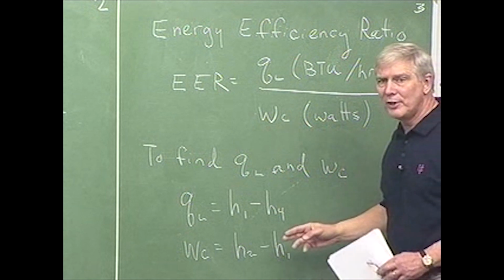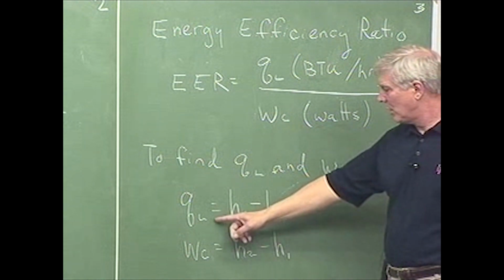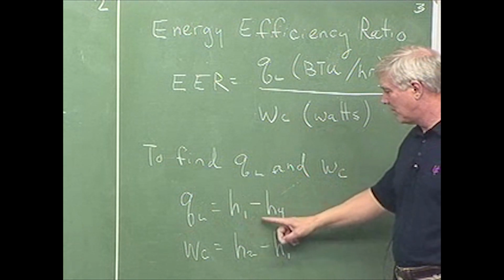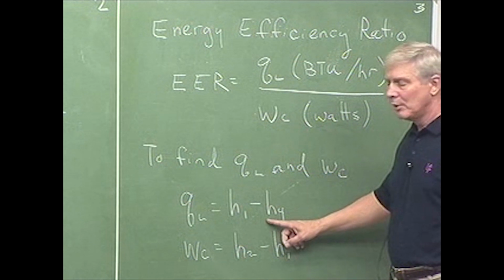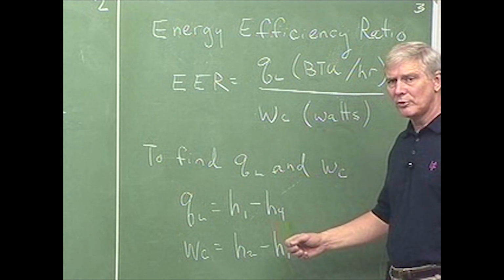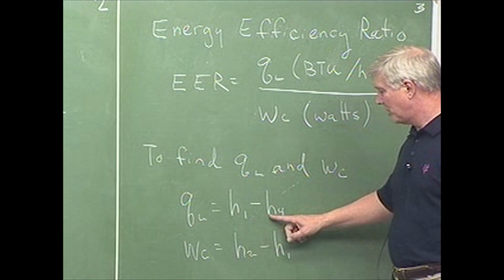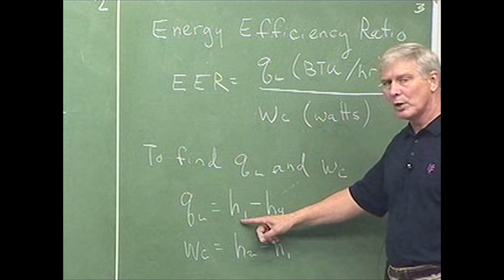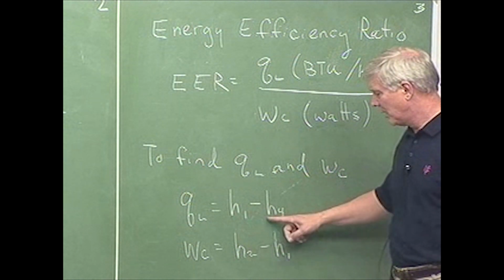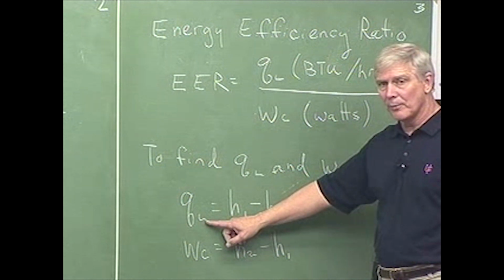Okay, next, how do you find Q low and work of the compressor? Okay, well, Q low is just going to be H1 minus H4. So in the lab, you're going to be measuring temperature and pressure at the different points. You'll measure temperature and pressure at 1, temperature and pressure at 4, and then you can use your CAT2 software to look up what the enthalpy is at each one of these points. And the difference between those two is going to be your Q low.